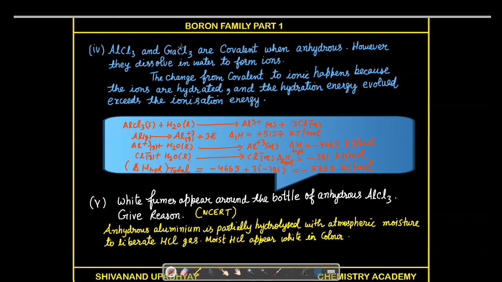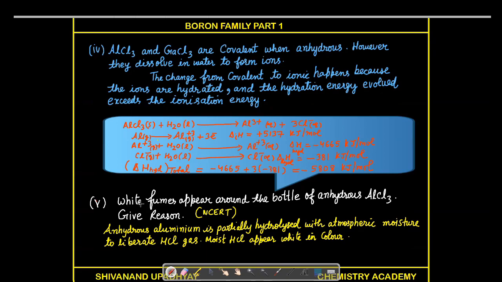So AlCl3 and GaCl3 in solid state, they are bad conductors. There is no conductivity. They are not ionic solids, right? That's why they are covalent. In liquid state, when it is melted, there is no conductivity at all. So because of that, we find that AlCl3 and GaCl3 when anhydrous are not ionic, they are covalent.